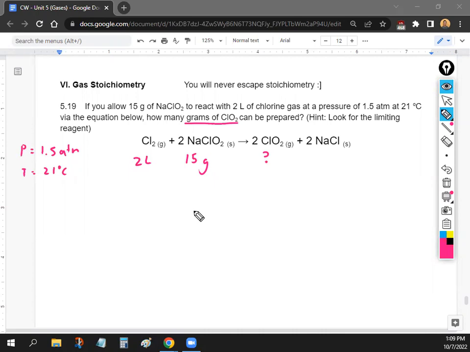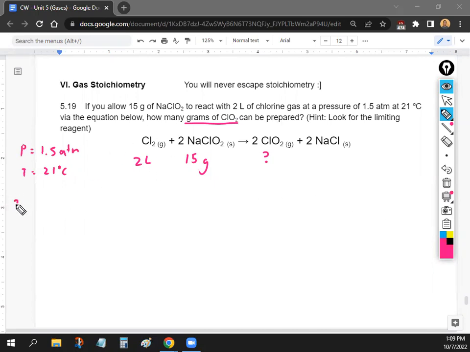Now, usually when we do stoichiometry, we start with grams and grams, right? The problem here, though, is that we start with grams and liters. So in order to do stoich a little bit more easily, we're probably going to have to convert our quantity of chlorine gas into grams, okay? And then we have to do some limiting reagent calculations. All right, so let's start with chlorine gas.